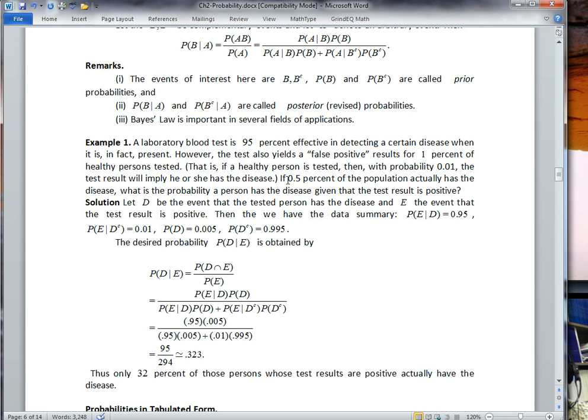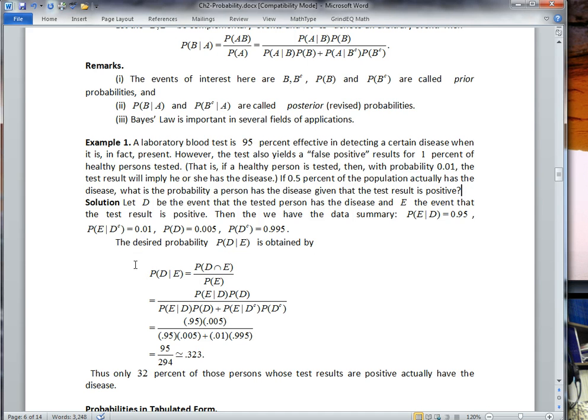If this disease is really rare, only 0.5%, 1/2 of 1% of the population actually have the disease. What is the probability that a person has the disease given the test result is positive?